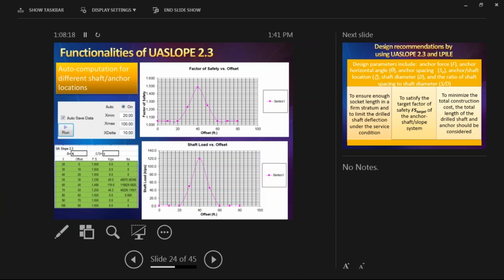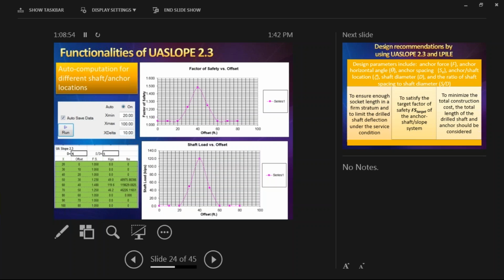And you can see that typically if we have a target factor of safety to achieve of 1.5, then this design will not meet the 1.5 factor of safety. Then you have to change the diameter or the spacing so that you rerun it, making sure that you can achieve your target or desirable factor of safety. And if you choose this one as a design, then the force applied to the drill shaft as computed is 120 kips. And you can use that force in the LPILE analysis for the structural design of the drill shaft.